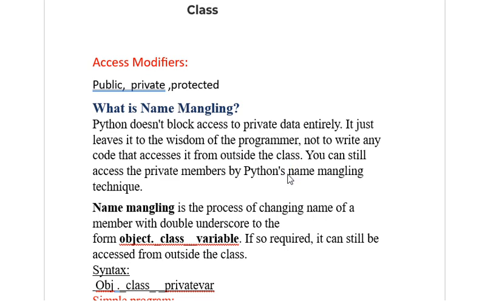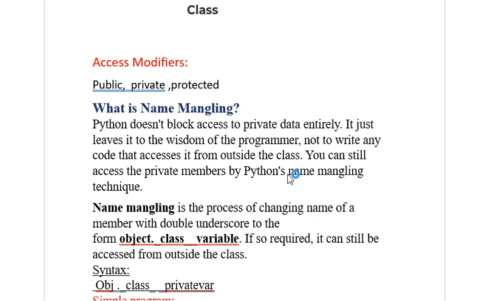We should have the basic knowledge that private variables and methods should not be used outside the class when we use them in private mode. But you can still access these private variables and private methods by using name mangling. By using Python's name mangling technique, you can access the private variables and private members outside the class also.